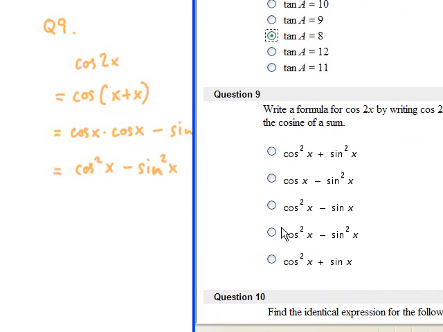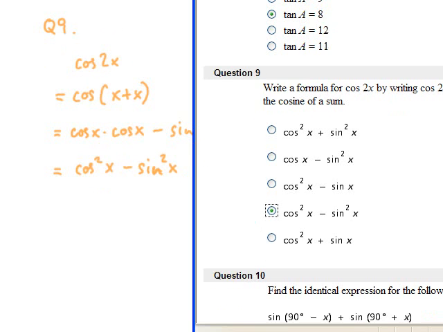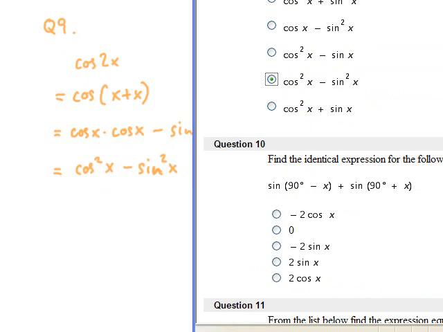And then I look at the correct answers, and indeed that is this answer. It's the correct one. And actually, essentially what I did here is the problem told me to write a formula for this one. Essentially what I did here is I found an identity. Cosine 2x is the same as cosine squared minus sine squared. So with a little bit of a hint, that's what I did. Okay, question 10.